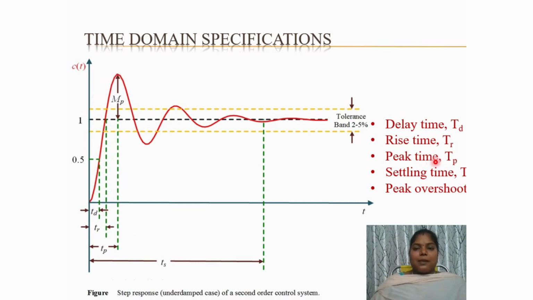That is peak time. Settling time is the time taken by the response to reach or stay within the specified error. Next, peak overshoot. Peak overshoot is the ratio of maximum value to the final value. The maximum value is calculated from the final value.